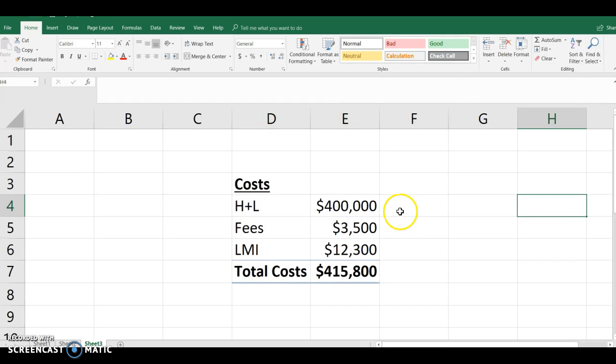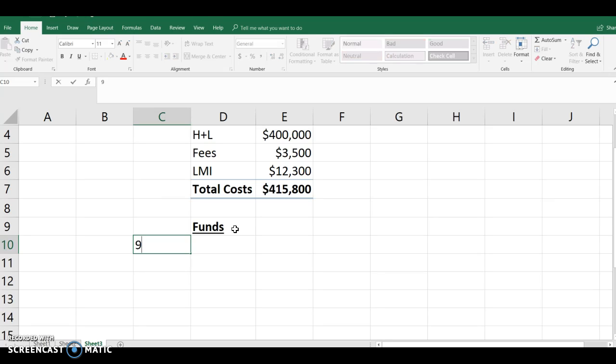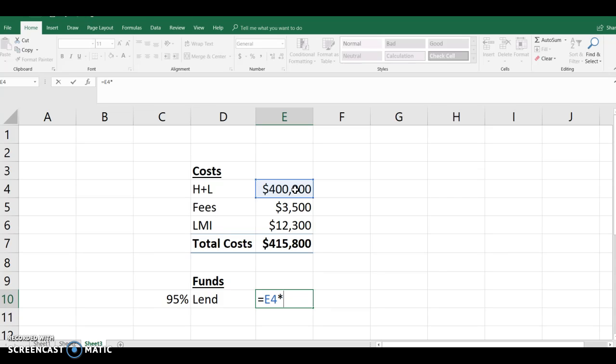Now, what we need to look at then is the funds. Okay, now the funds is obviously going to be dependent on whether we have a 95% lend or similar. The lend from the bank, if it's 95%, that means the 95% times the total house and land, so the total is going to be $380,000. Okay, so that's what the bank is going to give us.